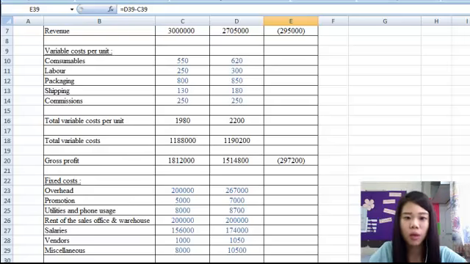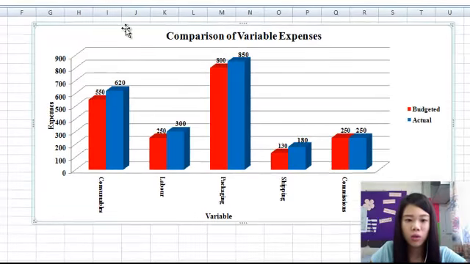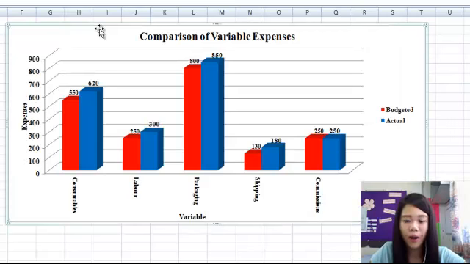Lastly, we construct a graph to show the comparison between the budgeted variable expenses and the actual variable expenses. So this will be our graph for the comparison of variable expenses.